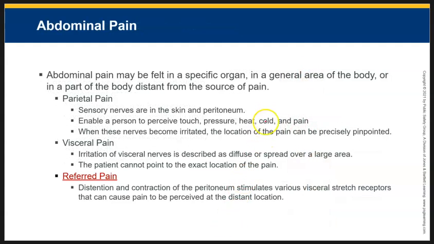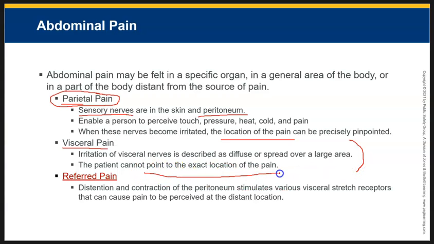Now, abdominal pain may be felt in a specific organ, and we can describe that as parietal pain. It helps me to remember this: parietal meaning pinpoint. Why? Because there are sensory nerves in the skin and the peritoneum that will help us locate exactly where that particular pain is. Contrast that with visceral pain. Irritation of the visceral nerves is very generalized and diffuse, and it's difficult for a patient to locate the pain exactly.